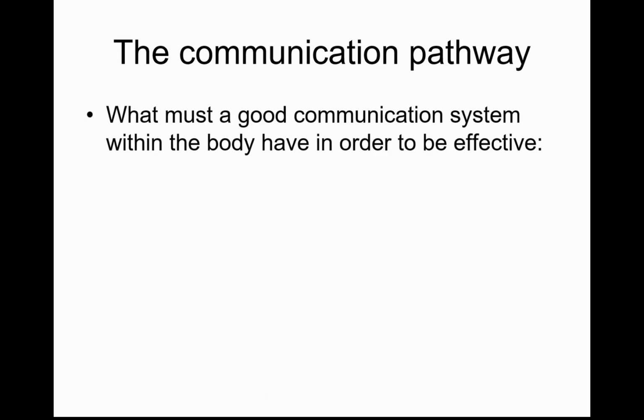Okay, so let's look at the communication pathway then. How is it going to work? We've already looked at the pathway. We've got to go from stimulus to response. We need a receptor, some sort of communication system. So what must a good communication system within the body have in order to be effective? Think about the distances. Think about the fact that we're big organisms. What do we need to have? Have a think for a minute.